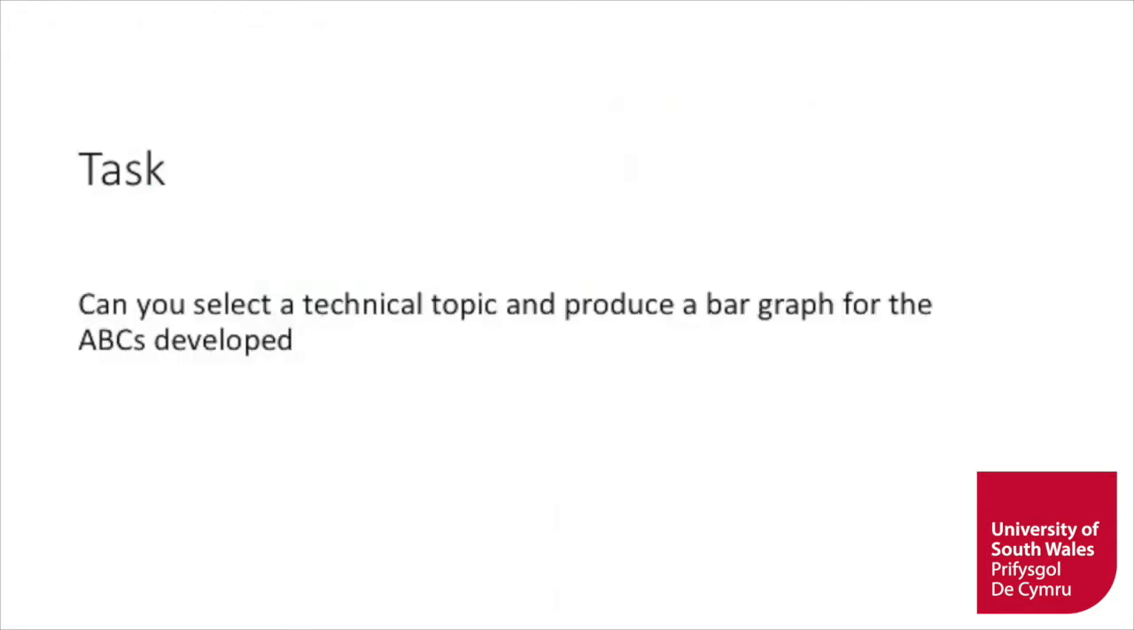A task now for you to complete. Can you select a technical topic, and based on this technical topic, can you do a survey of which of the ABCs will be best suited to that technical topic? The best way for you to complete this task will be using a bar graph. So the A, B, C and S of agility, balance, coordination and speed along the bottom, and then identify from the topic you've chosen which will be at their highest and which will be at their lowest.